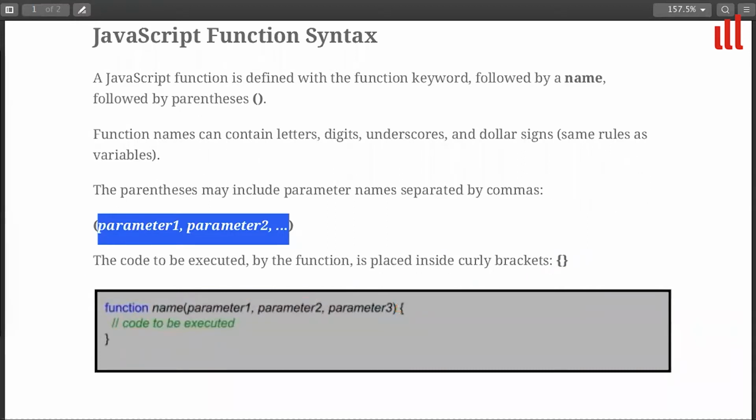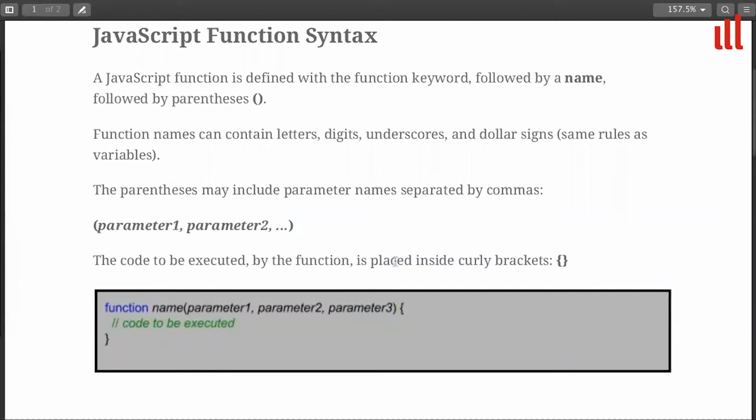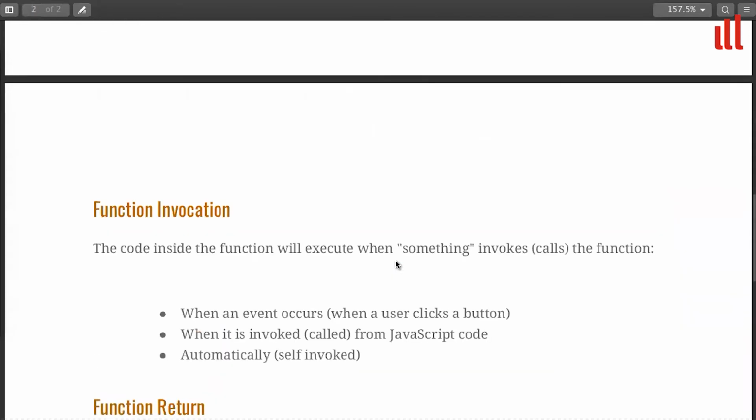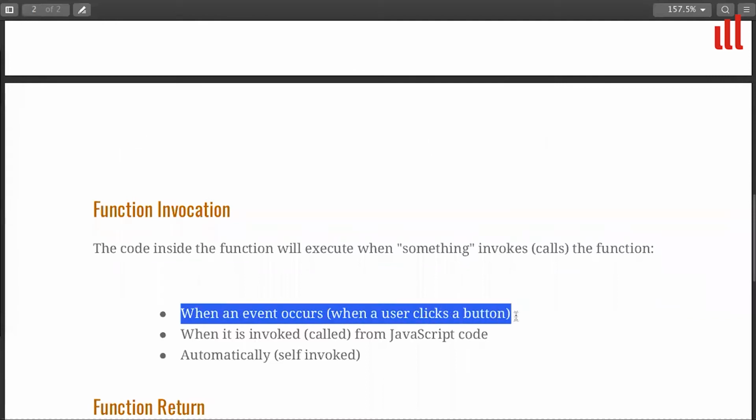So let me clean up and move forward to the next point. If you want to know how to invoke a function, sometimes it happens when an event occurs, such as when a user clicks on a button. If you want to invoke a function from the DOM, when a user clicks on any button or right-clicks on your strings, a different event will occur there. That was one method to execute a JavaScript function.